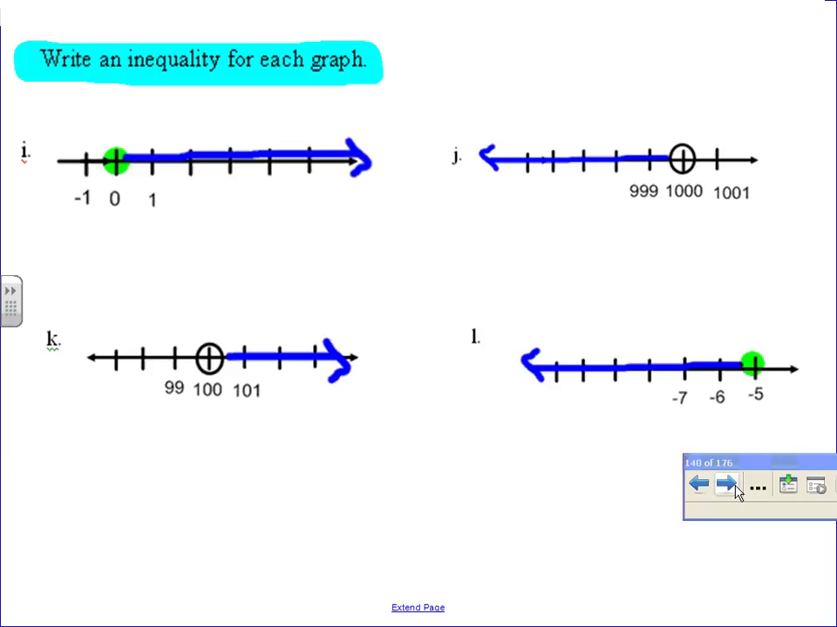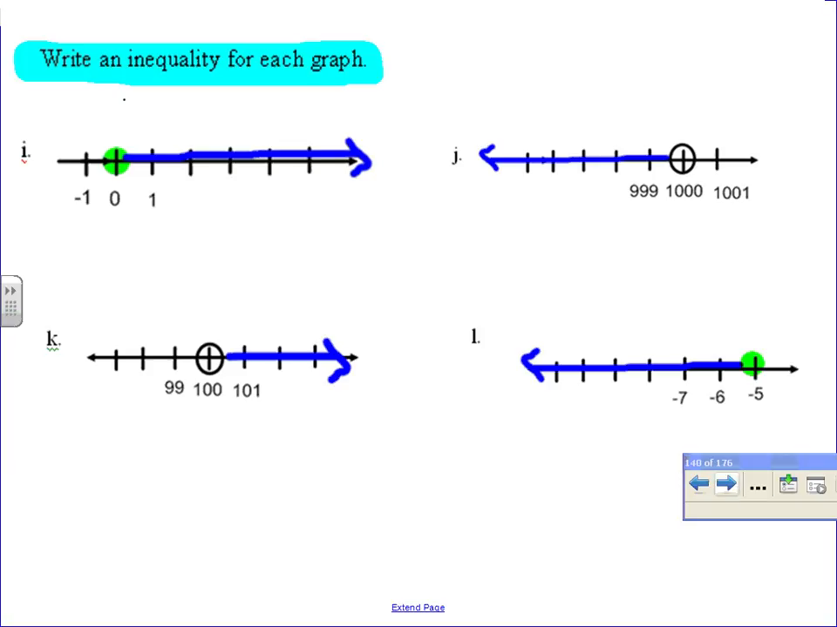Okay, now we need to look at a graph and write an inequality. I want you to write down for letter I what you think the inequality is. Going to the right. Be careful, it's going to the right. Careful, X should always be on the left.